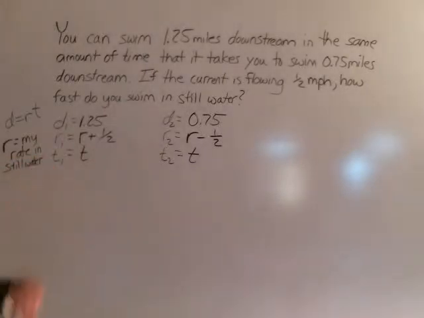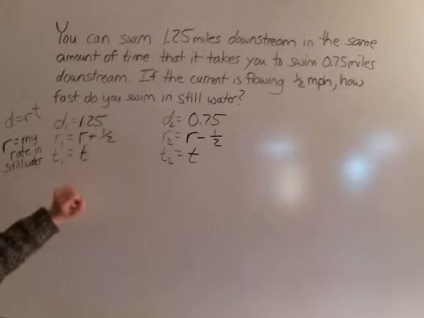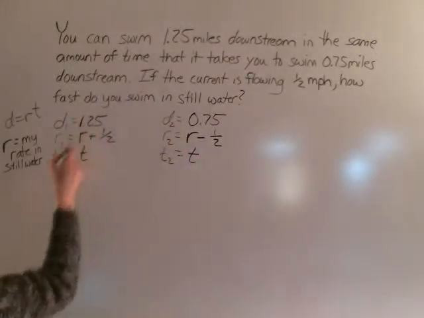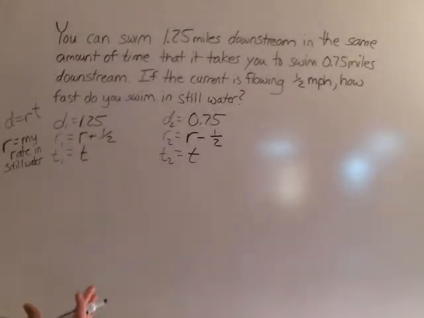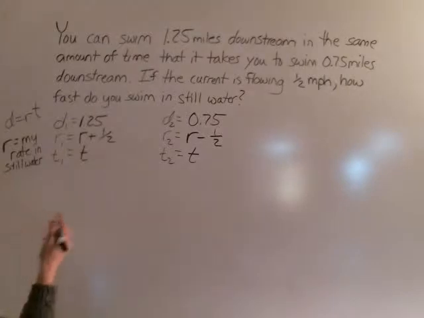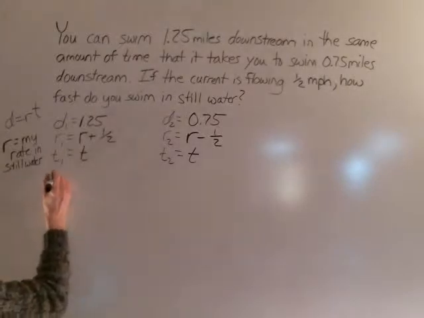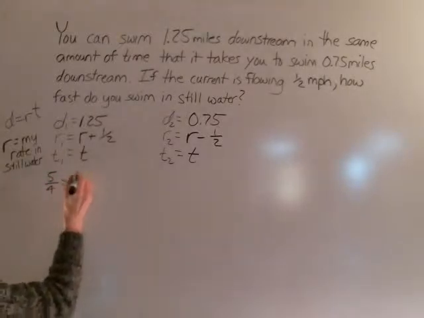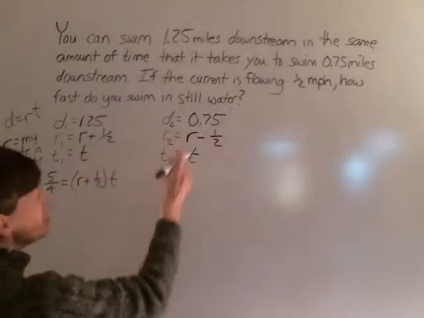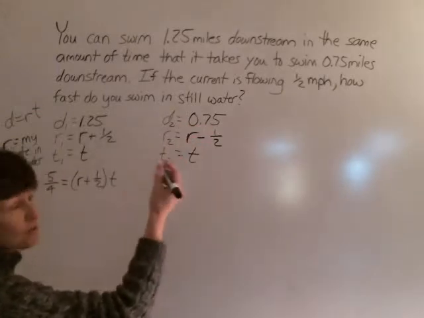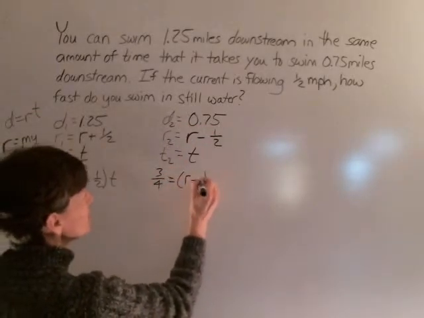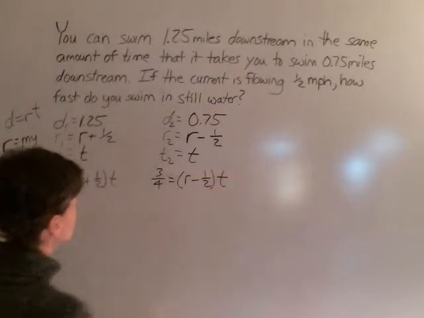All right, so what we're going to do then is write an equation for downstream and an equation for upstream. So I have 1.25. Now, this is going to be really better if I turn these into fractions. And 1.25 is really 5/4. So I'm going to say 5/4 is equal to R plus 1/2 times T. And over here, we've got 0.75, which is 3/4. So 3/4 is equal to R minus 1/2 times T.